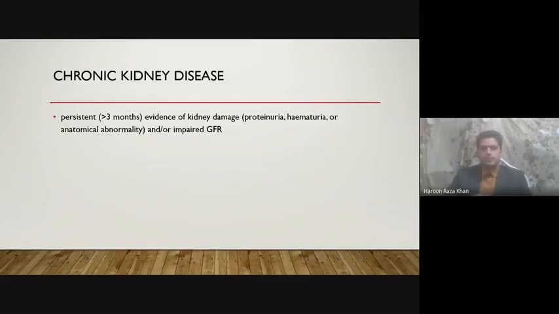The definition is basically persistent, greater than 3 months, evidence of kidney damage. The main indicators are usually proteinuria, hematuria, or any anatomical abnormalities with an impaired glomerular filtration rate. Patients that are at risk for this condition are individuals with diabetes or hypertension. Usually, these individuals should be regularly screened for chronic kidney disease.